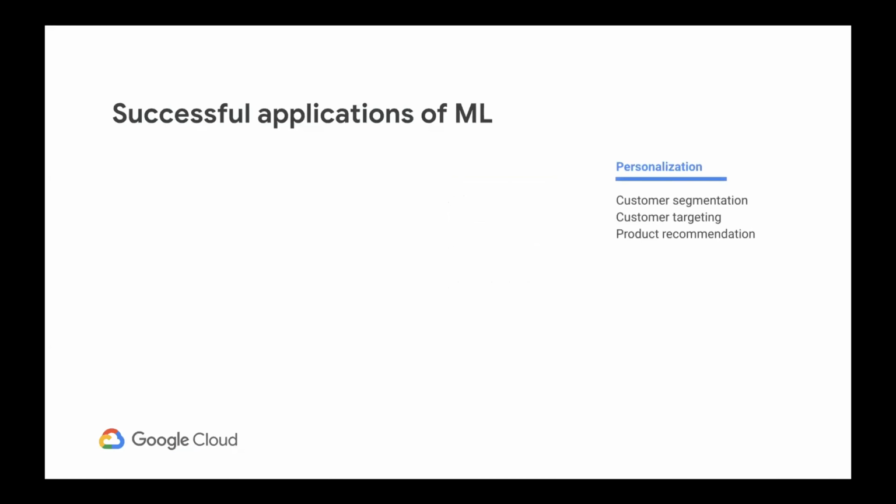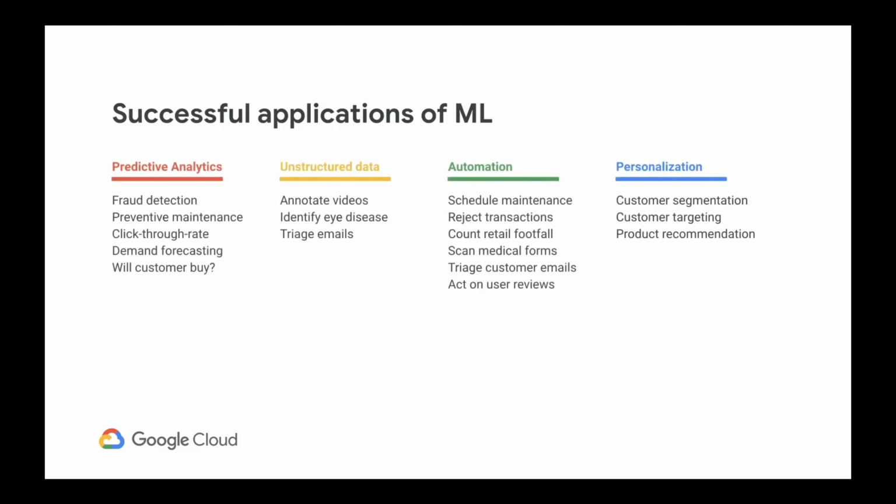And finally, personalization. So how do we create a more targeted experience by looking at the characteristics that we know about the user and trying to help segment and target and make their experience more useful for them. So that's not an exhaustive list, but that gives you some ideas of where you could apply ML.